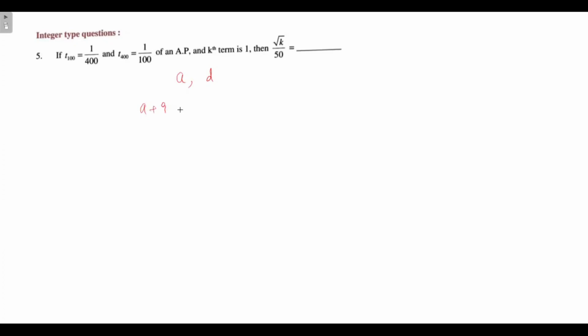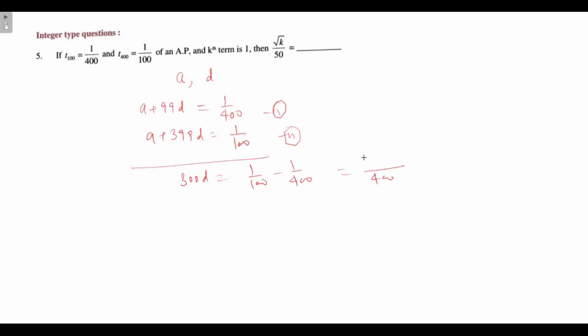I'm assuming you understand all this. Like this is the 100th term, 400. And similarly, A plus 399D would be actually equal to 1 upon 100. So as you can see, there are two equations, right? And then I can subtract this from this. Then I get 300D equals 1 upon 100 minus 1 upon 400. Right, so this is going to be 400 and then 4 minus 1, which is 3 by 400.